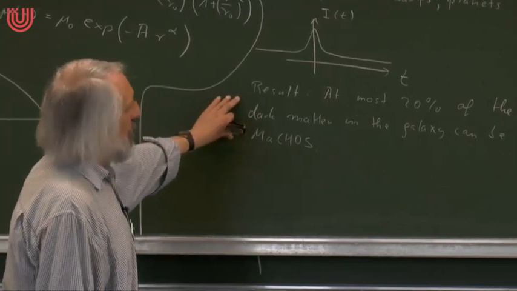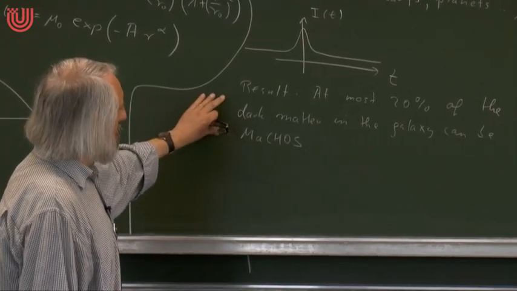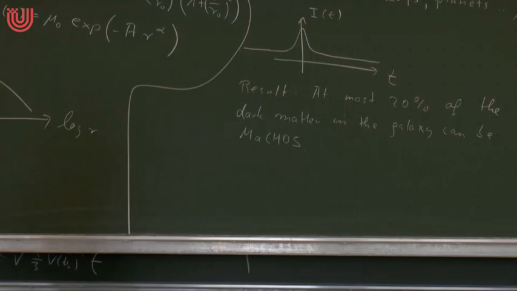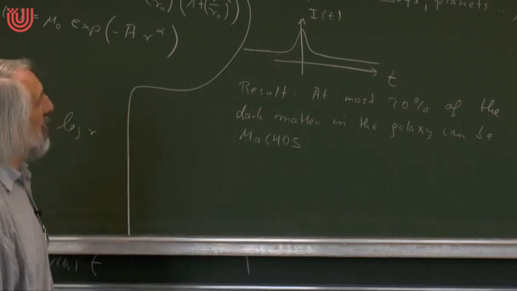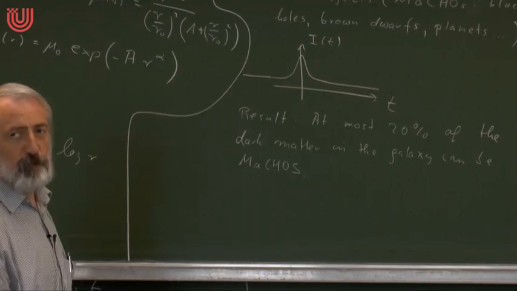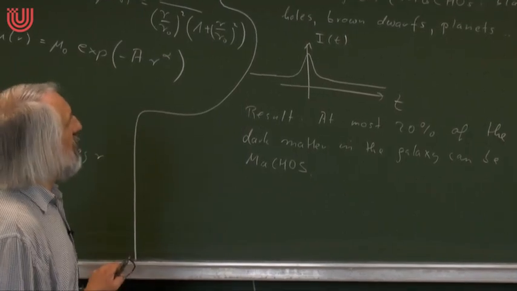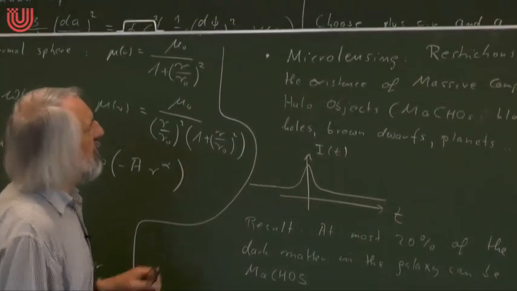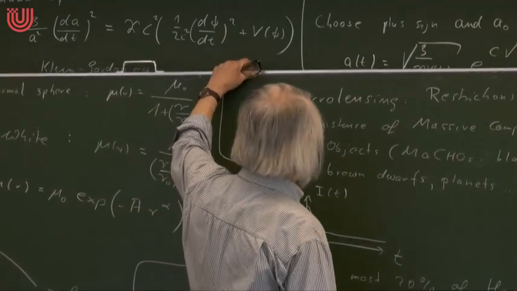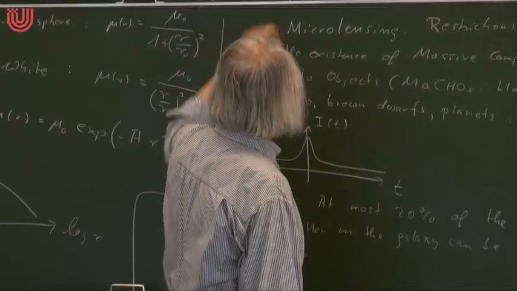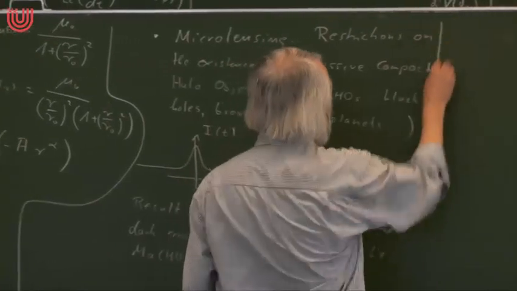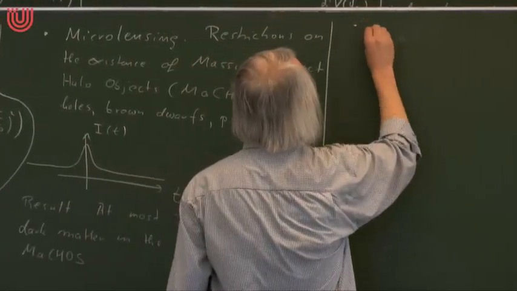But the standard assumption is that this cannot explain all the dark matter in the universe, that we need something else. And then, of course, the question is, what is it? This is not told to us by the microlensing observation. They just tell us what it is not. And there's another type of observations also related to lensing. This is called weak lensing.